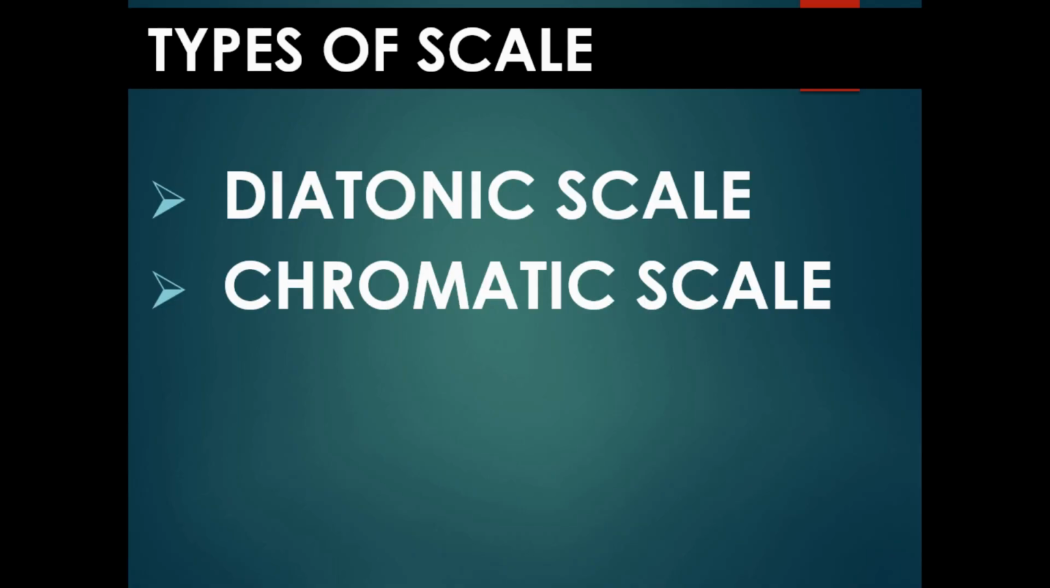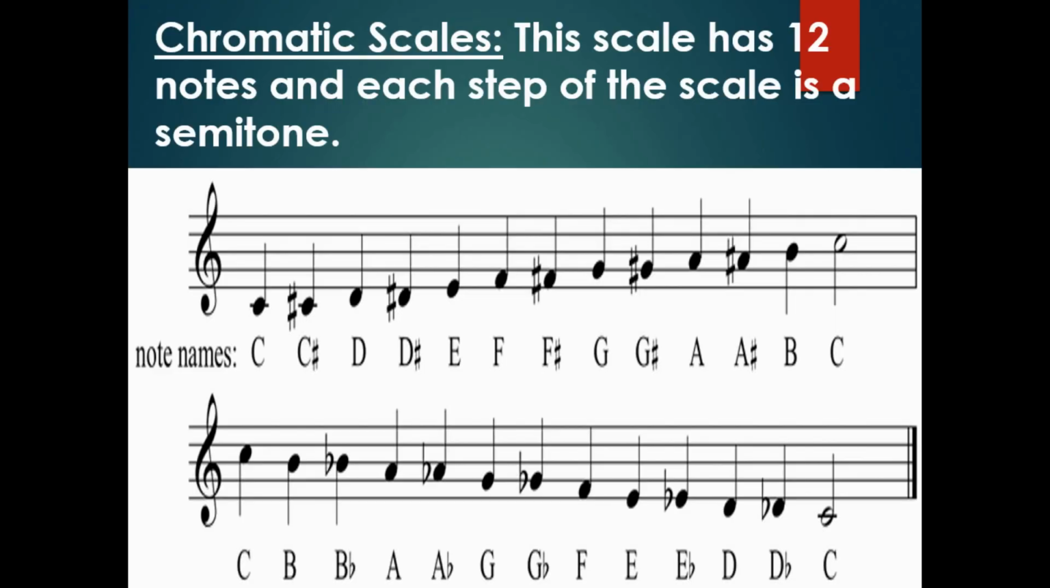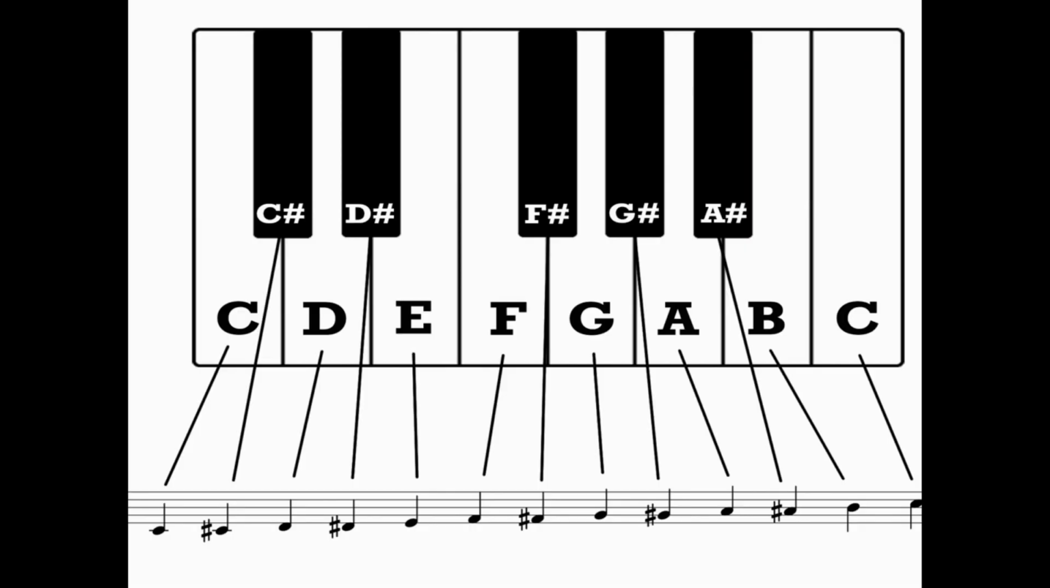The next one is the chromatic scale. What is a chromatic scale? A chromatic scale has 12 notes, and each step of the scale is a semitone. It means when you run the keyboard from C to the next C, touching the white keys and the black keys, you are playing a chromatic scale.